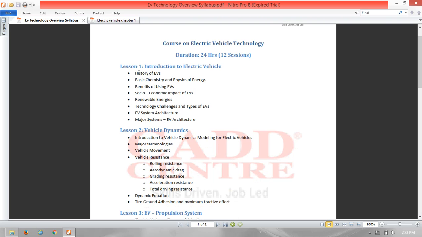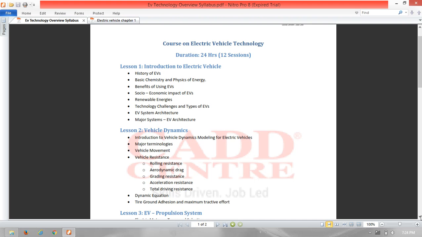The first chapter or lesson is Introduction to EV, that is electric vehicle. We will see the history of EV, and we will see all the basics of chemistry and physics, and we will see the different kinds of energy we will use for driving the EV. That may be renewable energy, different technology challenges and the types of EV, in the introduction to electric vehicle.